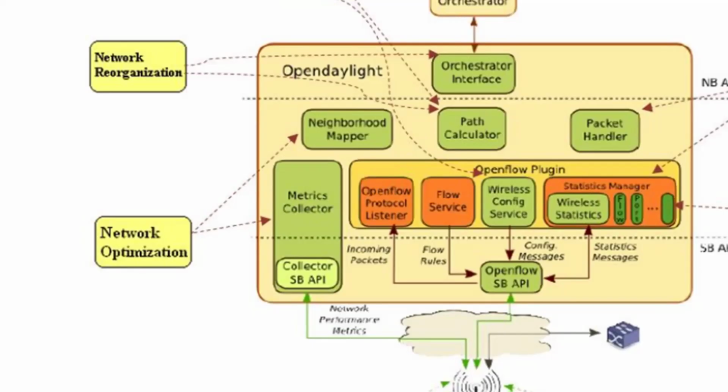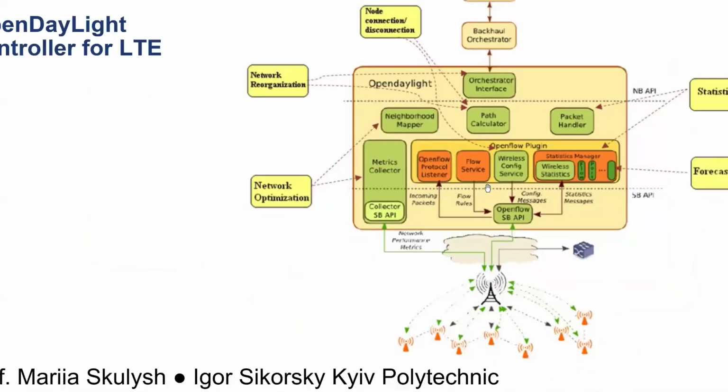So these are some features which allow making a good service on the base station. What else can we see here? Also, we have all these functions for solving base tasks for the controller, and it is the neighborhood mapper, as I told you.